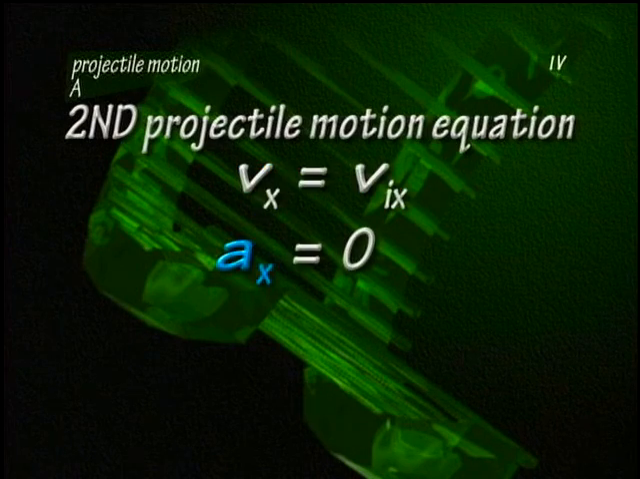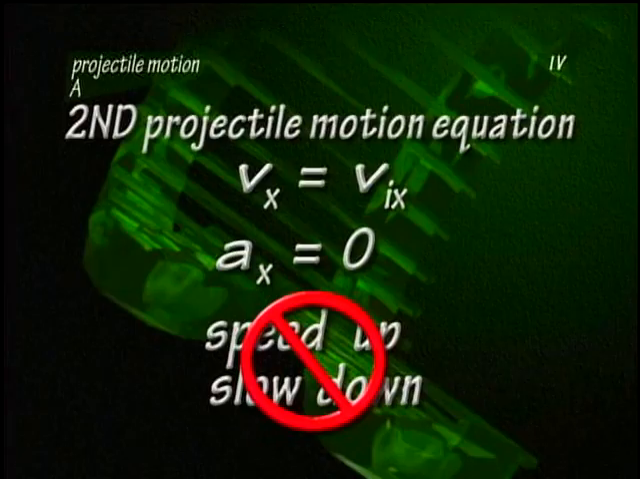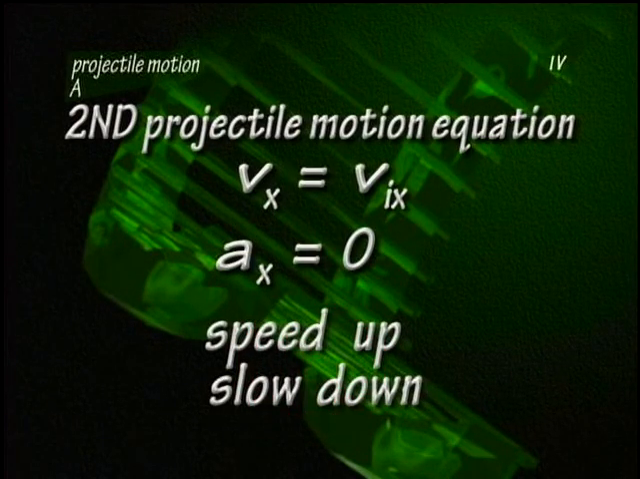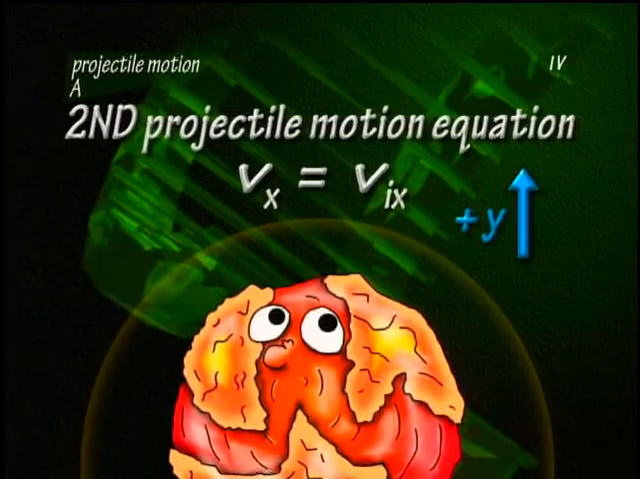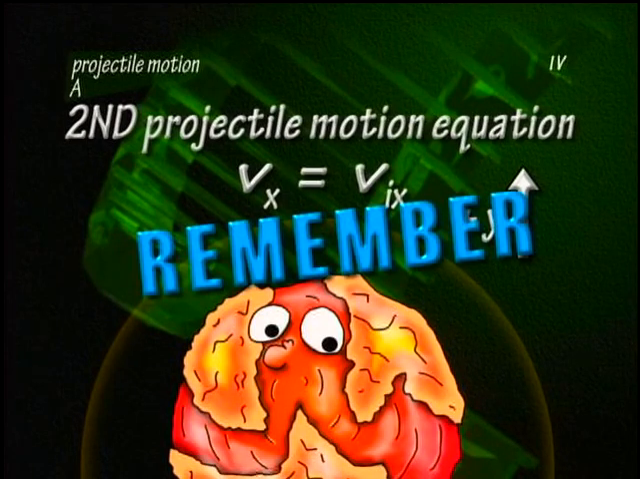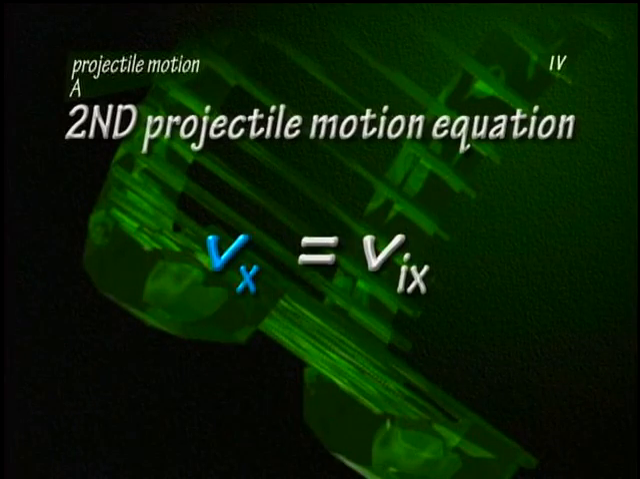The x component of acceleration is 0 for any object undergoing constant velocity, because the object does not speed up or slow down in the x direction. Remember, we're in the ideal world here. But in the y direction, the object goes up, slows down, stops, and then falls faster and faster. So remember, our second projectile motion equation is v sub x equals v sub ix.